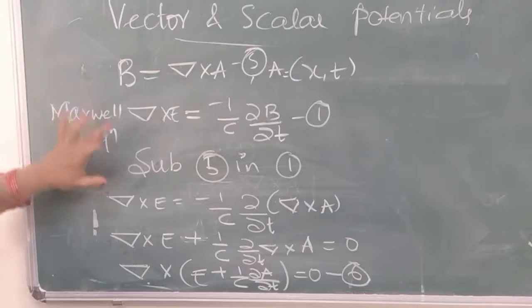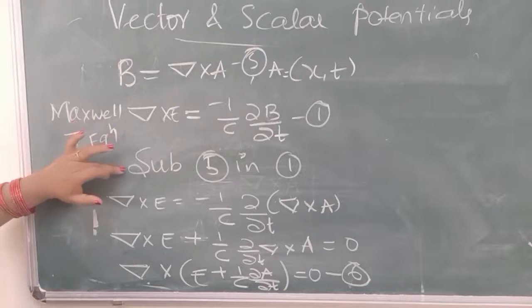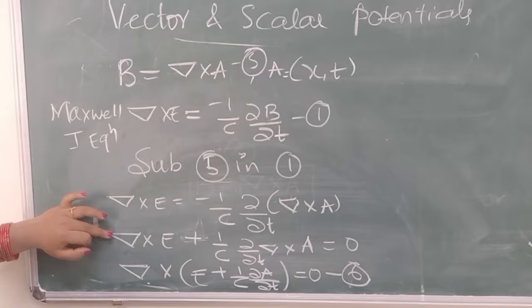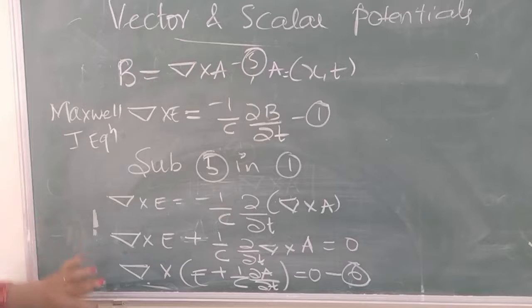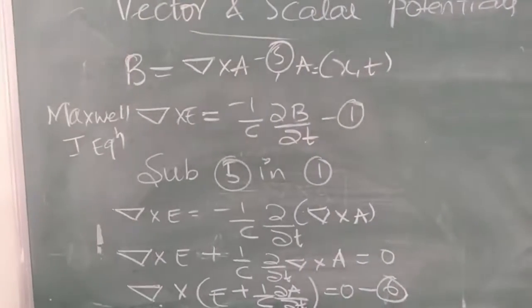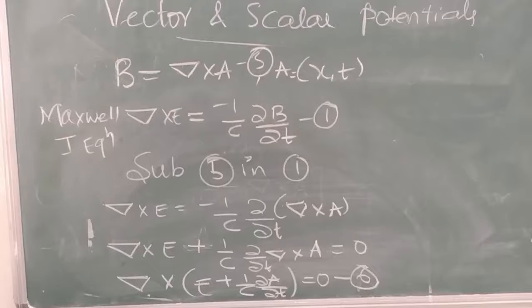5, this is equation 1. Substituting 5 in 1, then del cross E is equal to minus 1 by c dou A by dou t. Then del cross E is equal to this function we got. Is this clear? We got this in equation 6.